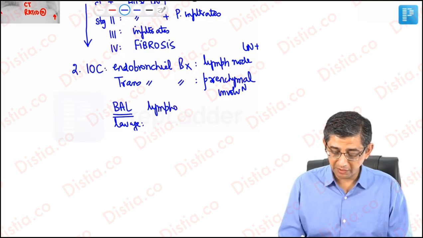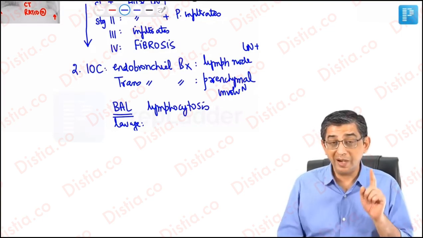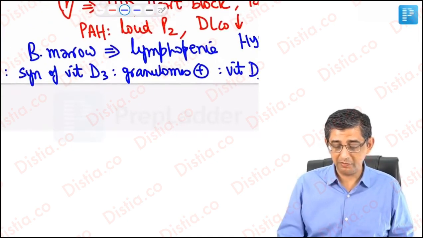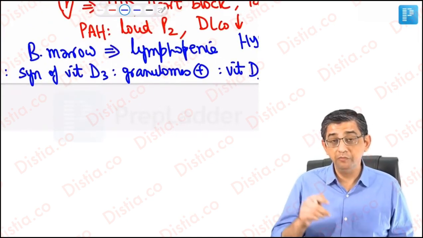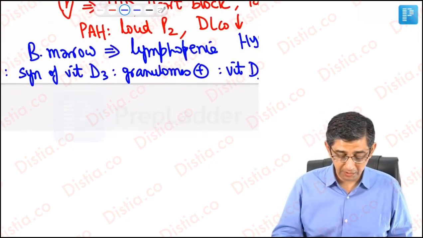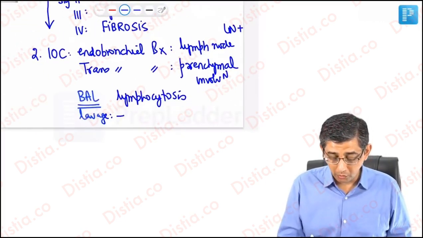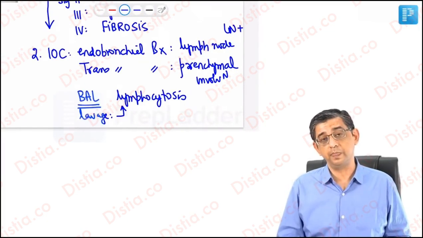Now listen to my words very carefully. Earlier in my previous slide, when I was teaching you the hematological manifestations of sarcoidosis, I had taught you that the hematological manifestation is lymphopenia. Lymphopenia is a hematological manifestation, whereas lymphocytosis that has been taught to you right now is a bronchoalveolar lavage manifestation.